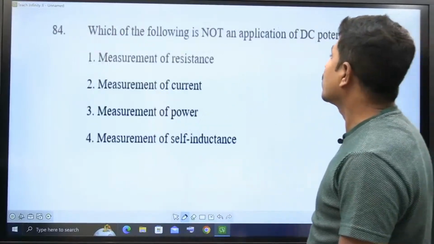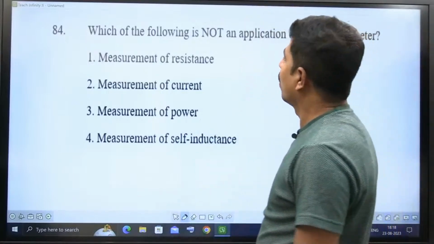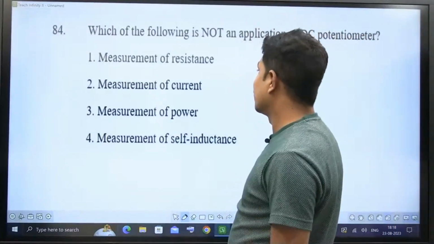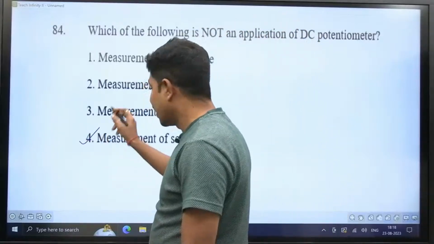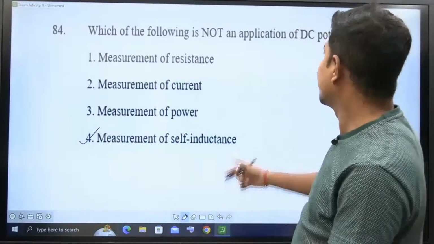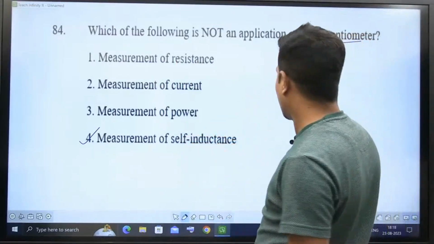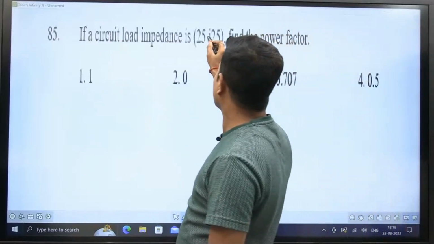Next, which of the following is not an application of DC potentiometer? Measurement of resistance, no, it will do. Measurement of current, it will do. Measurement of power, it will do. Measurement of self-inductance. Self-inductance is done with AC, not with DC potentiometer. Therefore, option 4.